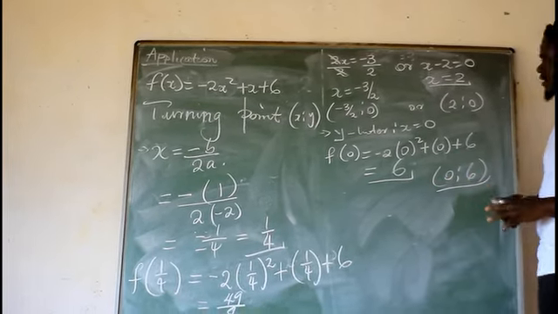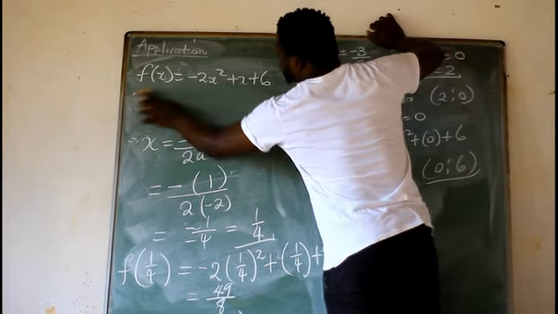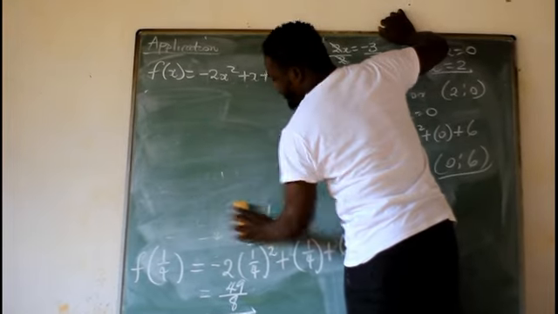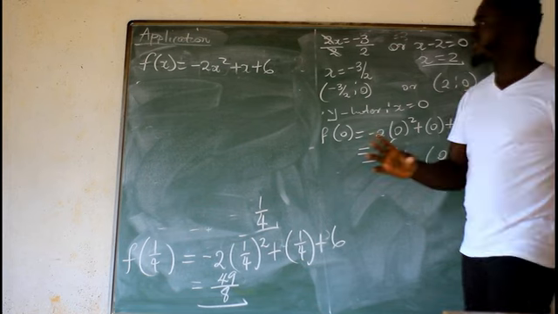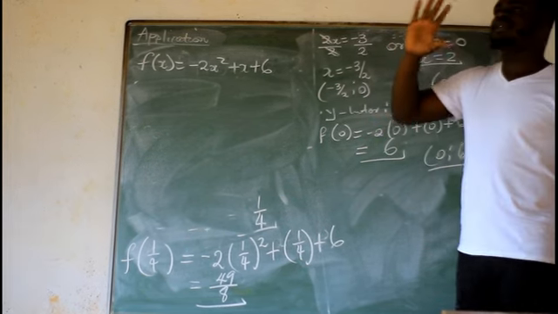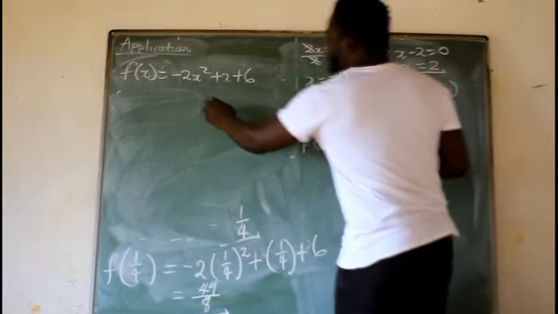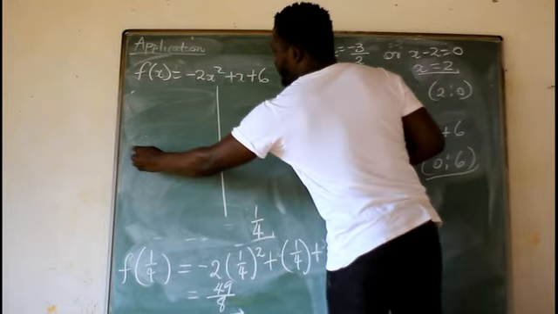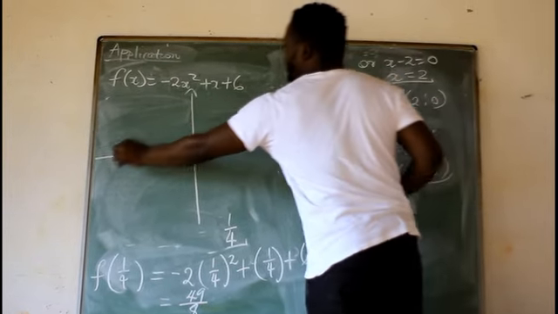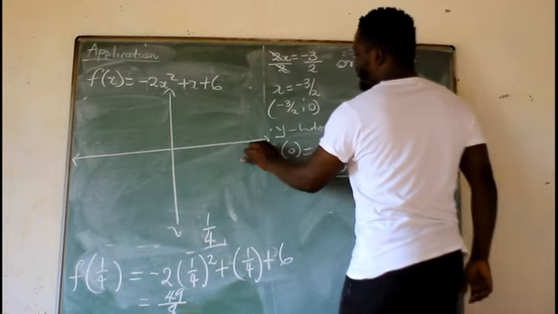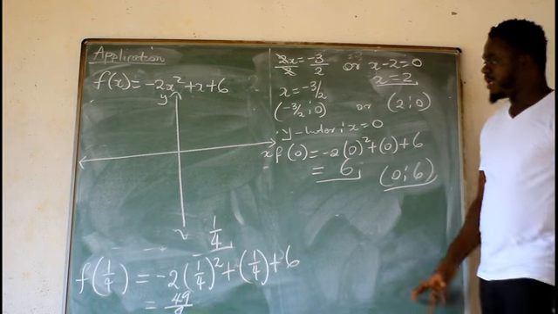This one is your x value of the turning point, and this one is your y value of the turning point. Alright guys, let us go and sketch this graph. You must always remember that whenever you sketch these graphs, they are not sketched according to a scale. So you just have to make sure that you indicate the x-intercepts and the y-intercept. This is your x-axis, and that is your y-axis.